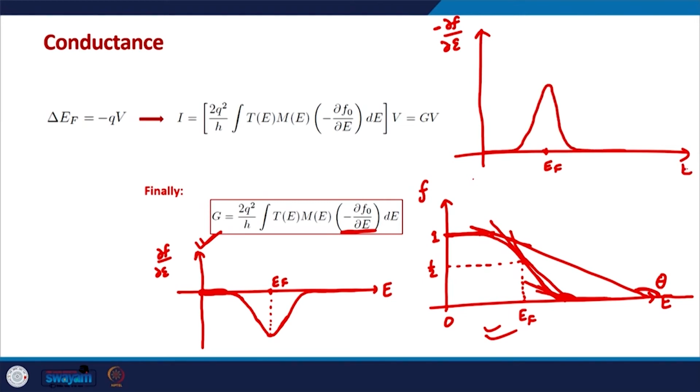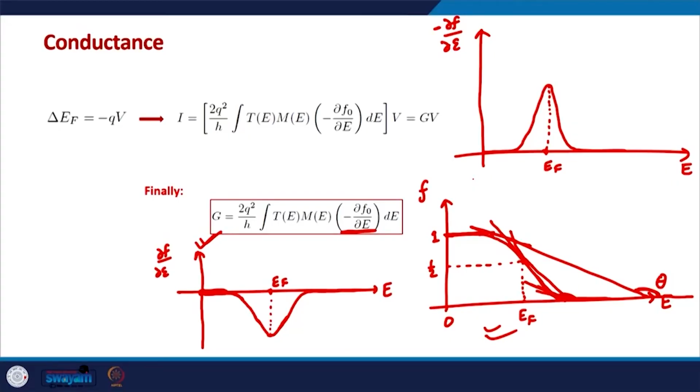So, it is kind of a window function, and this is a window around the Fermi level, and this function is 0 when the Fermi level is either 1 or 0. When the Fermi level is constant 1 or constant 0, up to those energy points, this function is 0. So, this is kind of a window function.